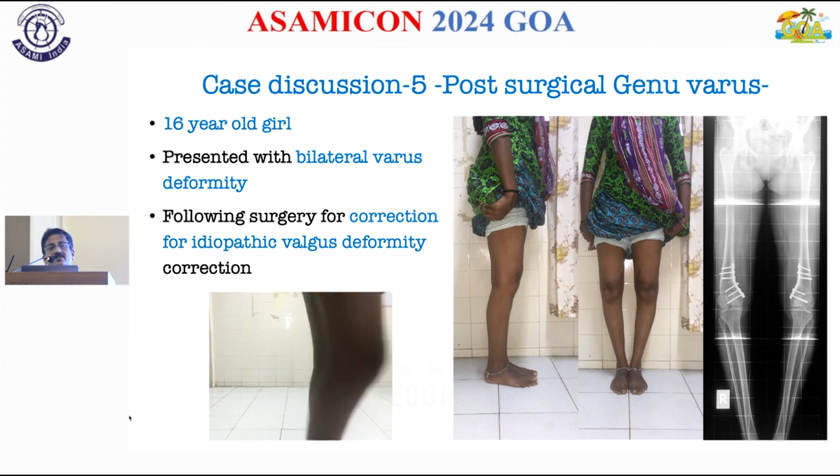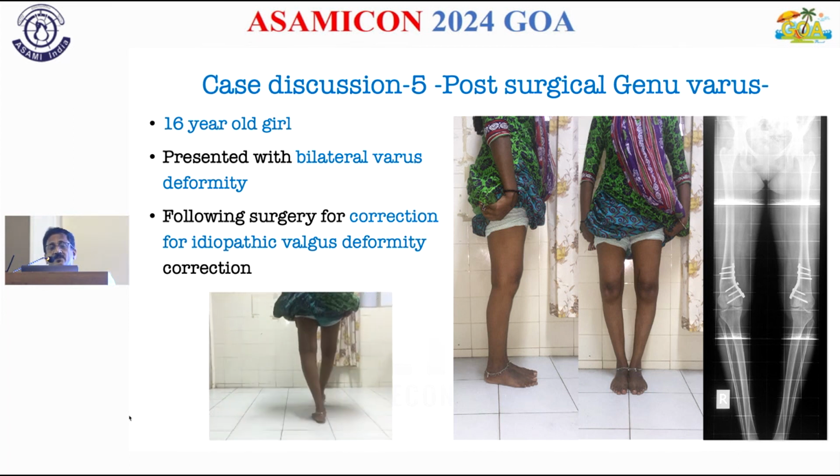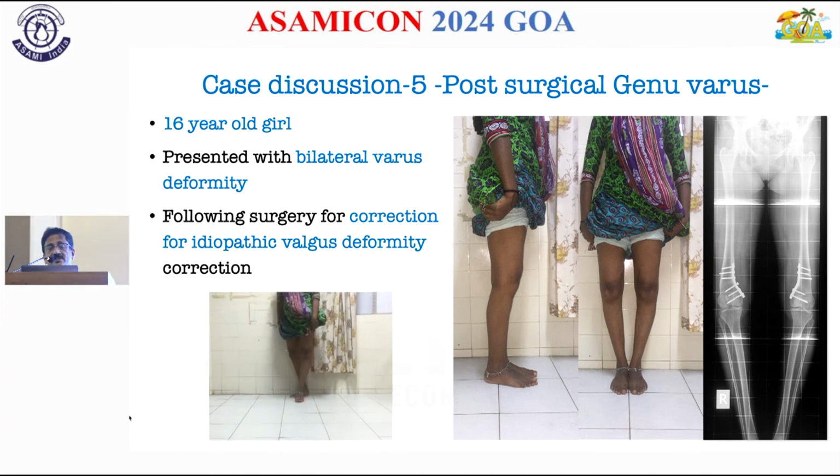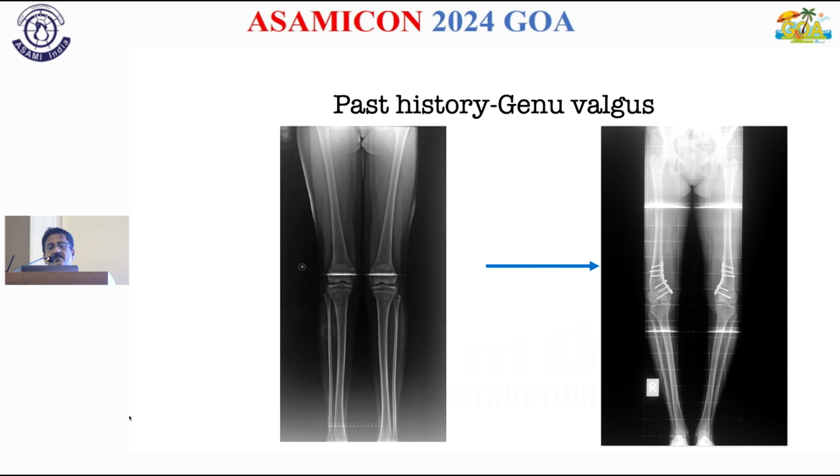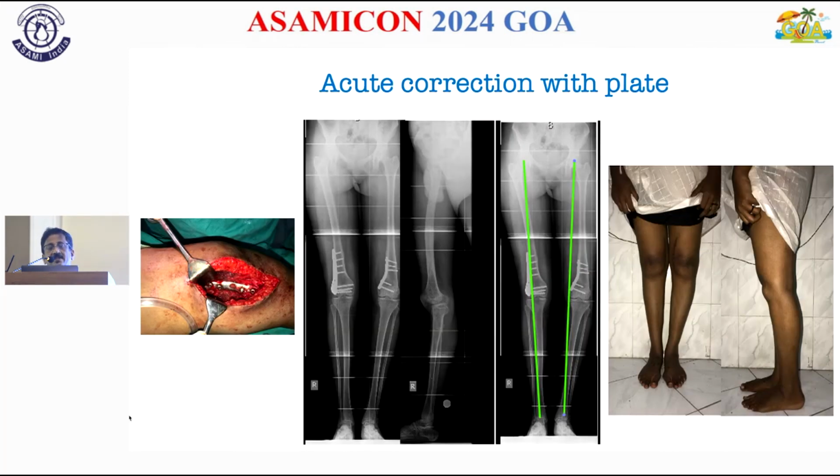Another girl, a 16-year-old girl, presented with bilateral varus deformity. Actually, she had an initial valgus deformity. Somebody had operated on the valgus deformity to correct that, and it resulted in varus. This is the X-ray, initial valgus to varus. So this girl was corrected with an acute correction with a plate. Mechanical axis planning was done here.